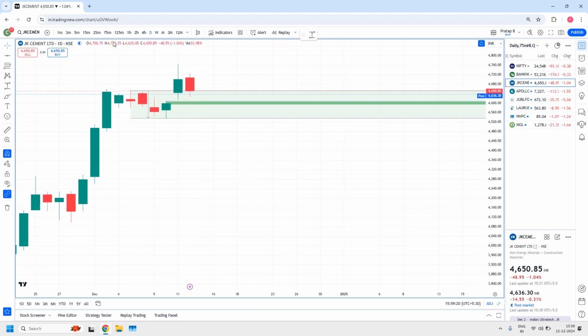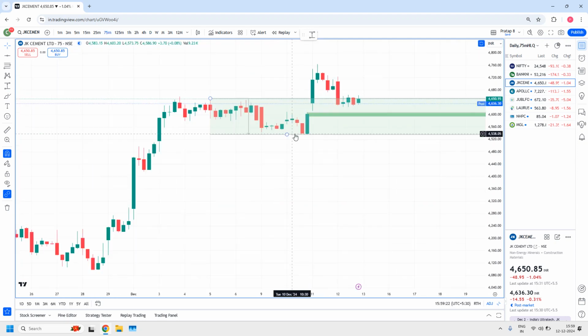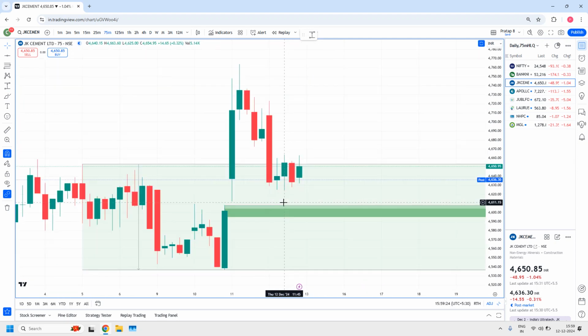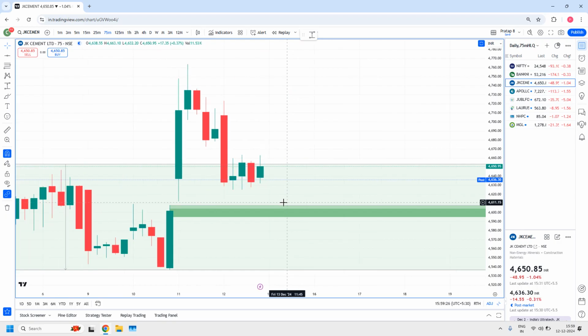First of all, how do we fine-tune? Go to the 75 minutes. There is no proper 75-minute structure here. Why no proper 75-minute structure? See here, you have a rally candle. This is the leg-in. 2 base candles, and then you have a drop candle. Rally, base, drop, supply zone.